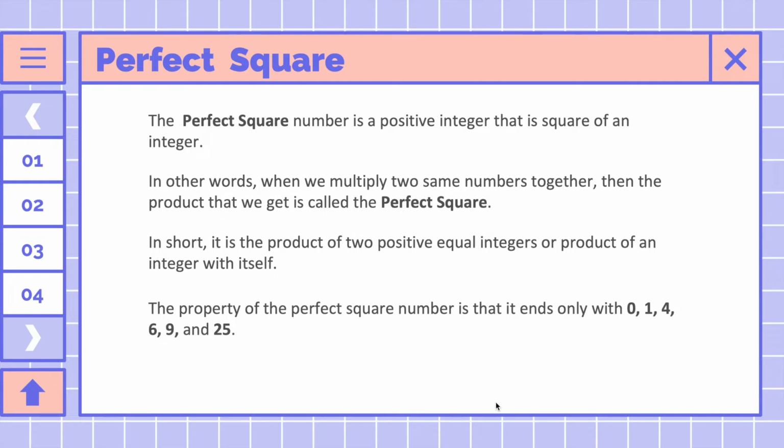The property of the perfect square number is that it ends only with 0, 1, 4, 6, 9, and 25. For example, 49 is 7 multiplied by 7, 100 is 10 multiplied by 10, and 225 is 15 multiplied by 15.